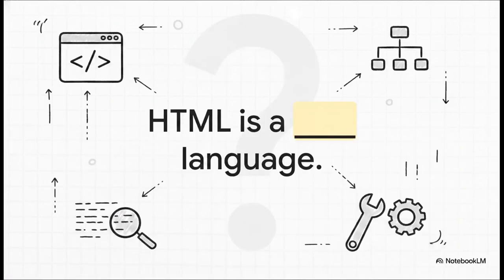Okay, real quick, before we get too ahead of ourselves, let's do a tiny check-in right from our source material to test your baseline knowledge. So HTML is a blank language. Is it A, markup, B, markdown, C, hypermark, or D, mark hyper? Just lock that answer in your head and we'll reveal it in just a few moments.